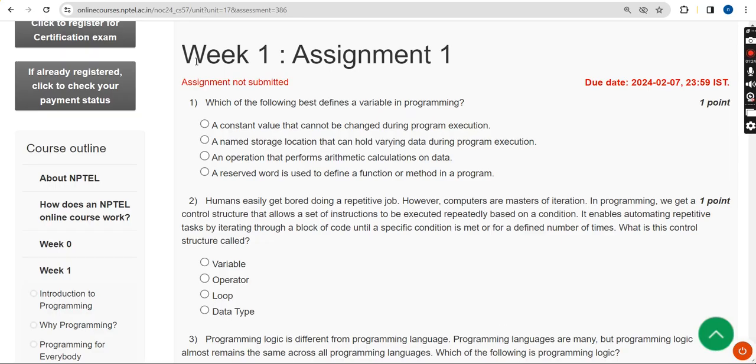Now let's get back to the solutions. This is the week 1 assignment of the Joy of Computing using Python course. I hope almost all solutions are correct.